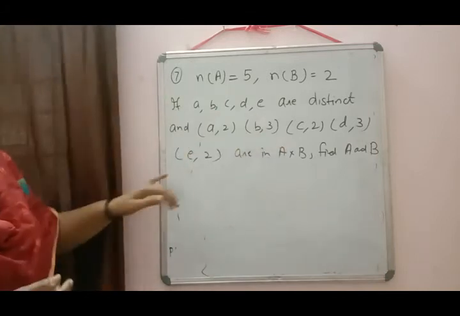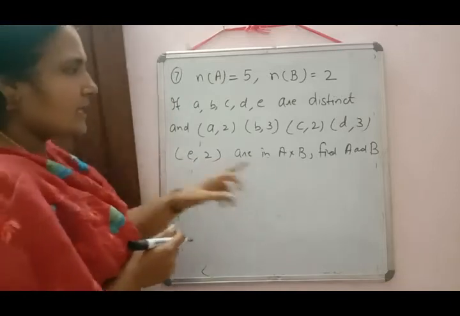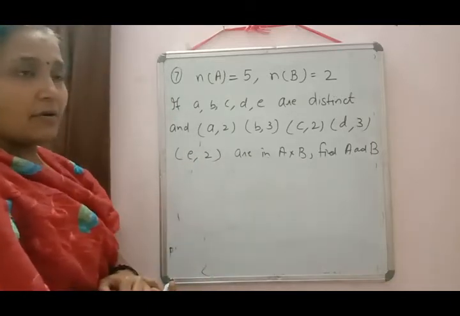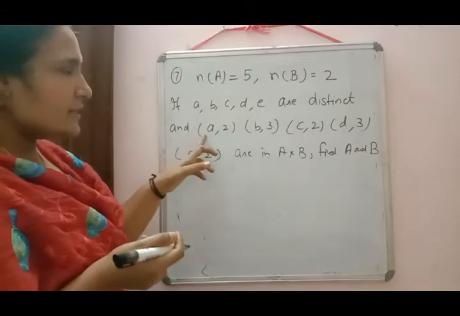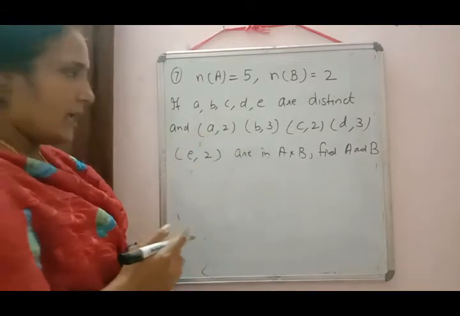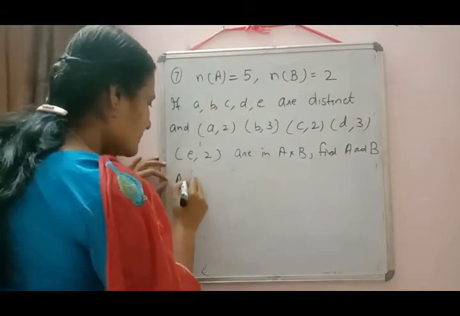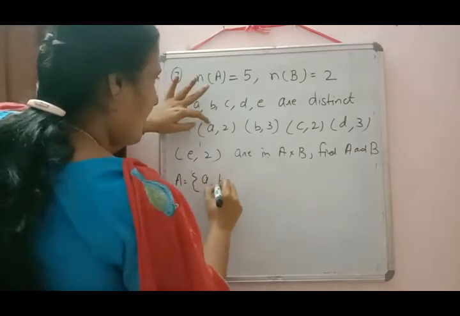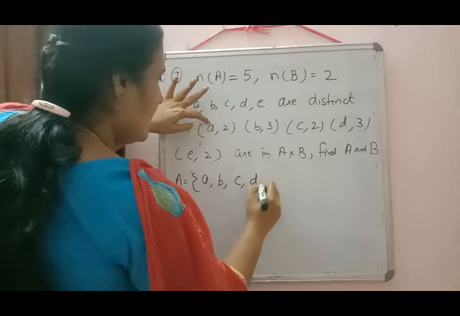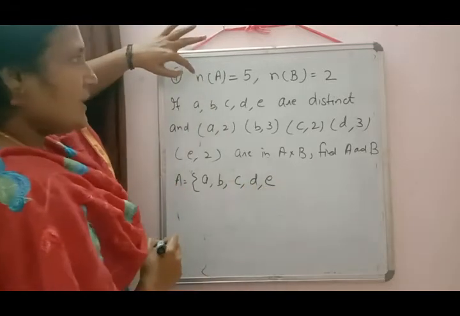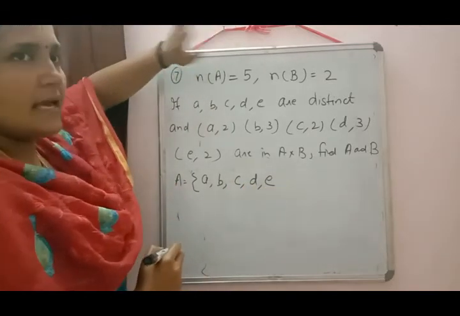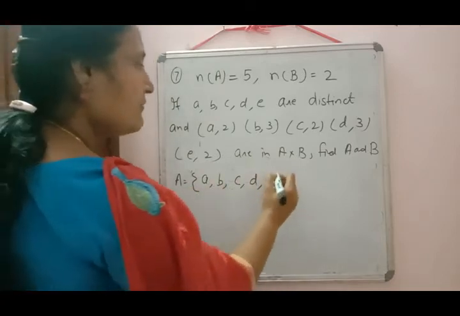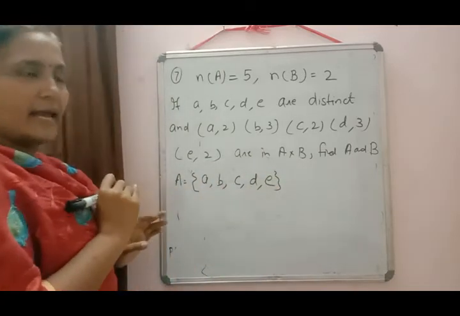So these are the Cartesian product A cross B. According to the definition, the first element will belong to A. So shall we write down what are the first elements we have here? Yes, we have a, b, c, d, e. And it is already given that the number of elements in A is 5. So we got all the 5 elements. So this is the set A.